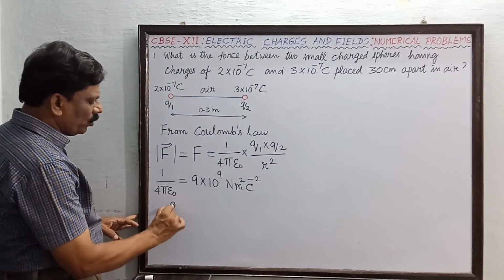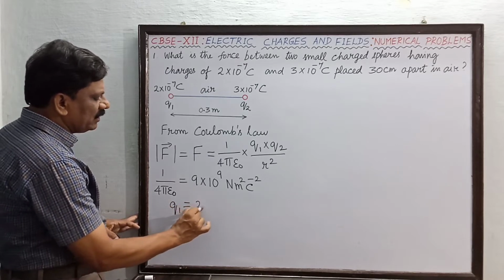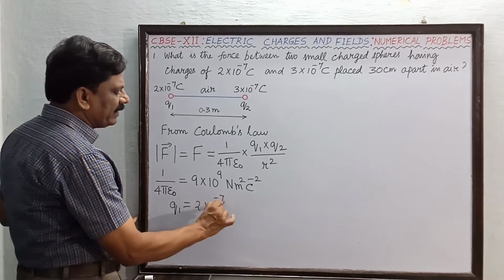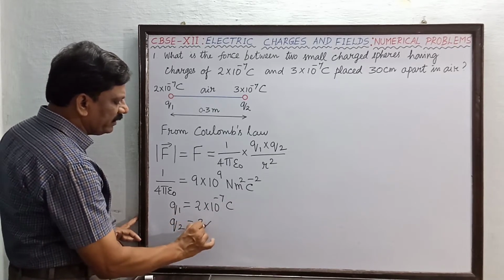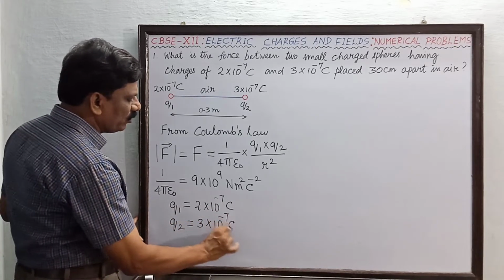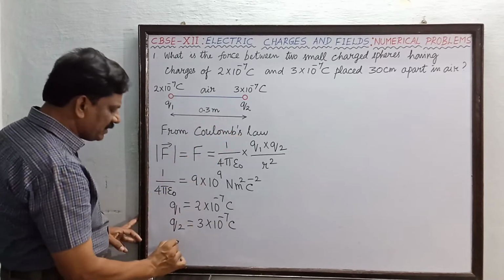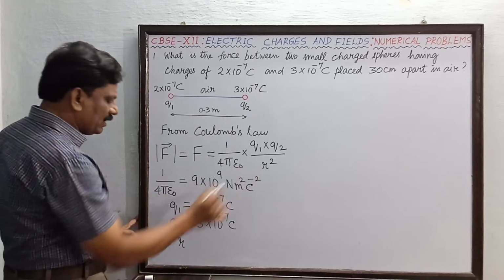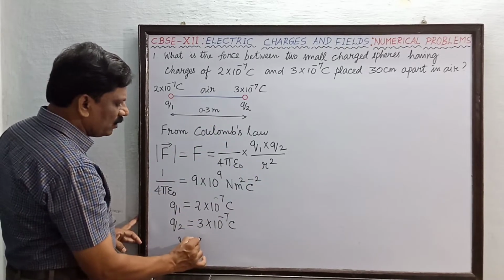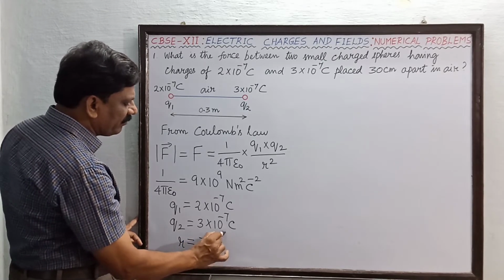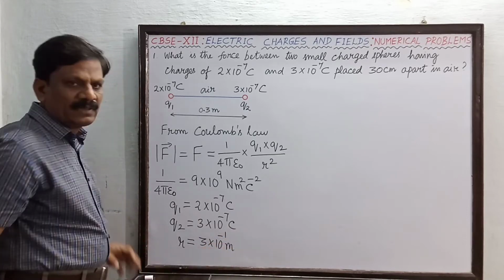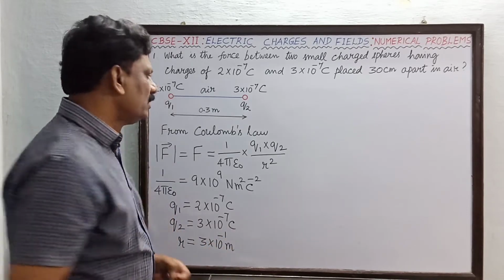Then what is the value of Q1? Q1 is 2 into 10 to the power of minus 7 coulomb. And Q2 is equal to 3 into 10 to the power of minus 7 coulomb. The distance between them is denoted by the symbol R. So R is equal to 0.3 meter, which can be written as 3 into 10 to the power of minus 1 meter. In any way we can substitute that.